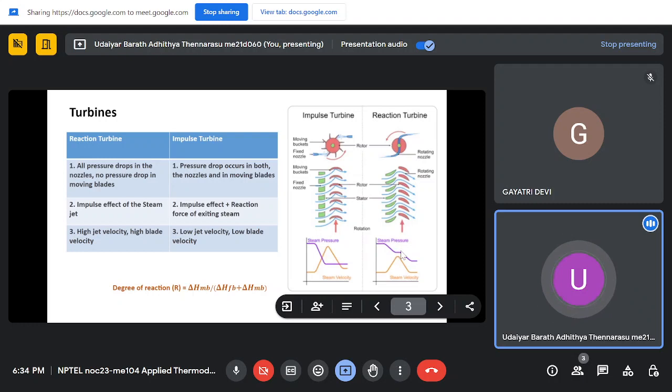But in case of reaction turbine, you have still some pressure and velocity, and in the moving blade there is reduction in pressure and reduction in velocity, which is aiding in the impulse and reaction forces. So you possess both pressure and velocity energy.